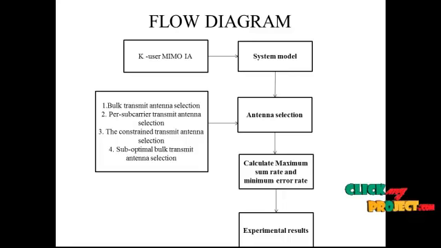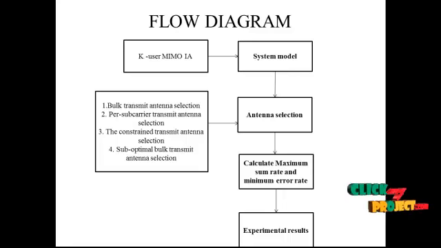In that antenna selection we are introducing four subdivisions. The first method is bulk transmit antenna selection, the second one is per-subcarrier transmit antenna selection, the third one is constrained transmit antenna selection, and the fourth one is suboptimal bulk transmit antenna selection. With these four methods we implement our process to select the antenna and transmit our signal.